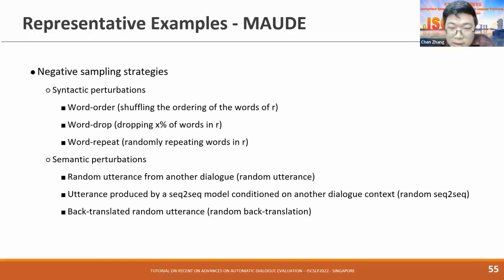We first randomly sample an utterance, then we translate it from English to, like, Spanish or German, and then we back translate it to English. So it introduces both semantic and syntactic perturbations.